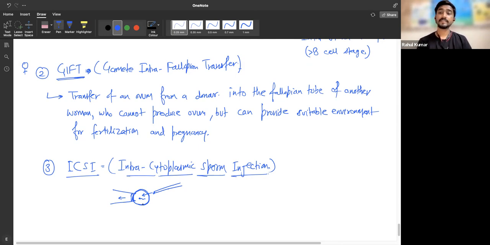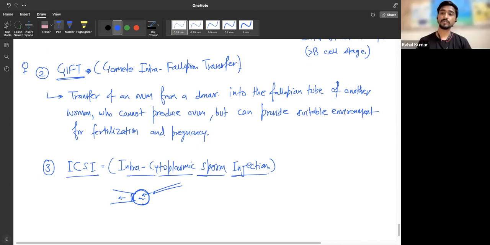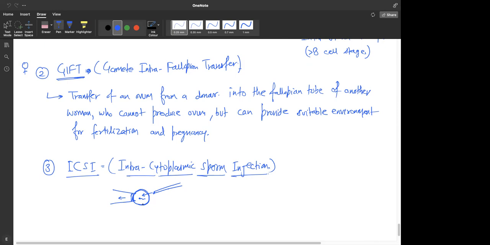This is done in cases where the male is not able to produce healthy sperms which can go through all that vaginal tract and female tract and reach the ovum and fertilize. So even if you keep the sperm in the vicinity of the ovum, it is not able to fertilize. So IVF is also not working. So a better way is to directly put the sperm inside. All we need is to fuse two nuclei together, right?